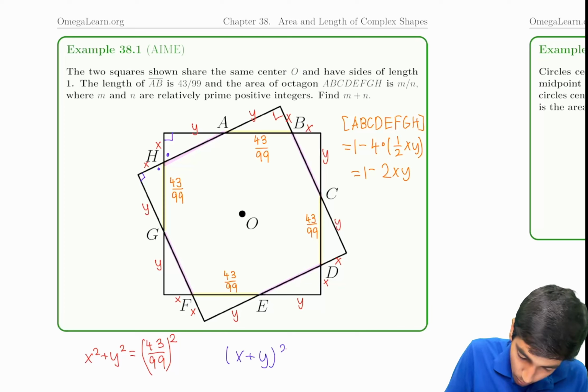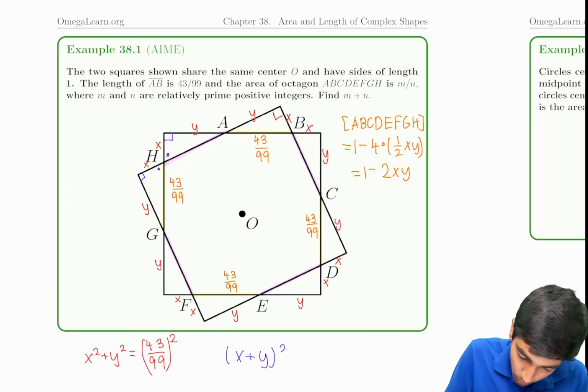And there's an x here, and there's a y here. Aha! x plus y, which is this segment plus this segment. That's just 1 minus 43 over 99. So x plus y is 1 minus 43 over 99, or 56 over 99.